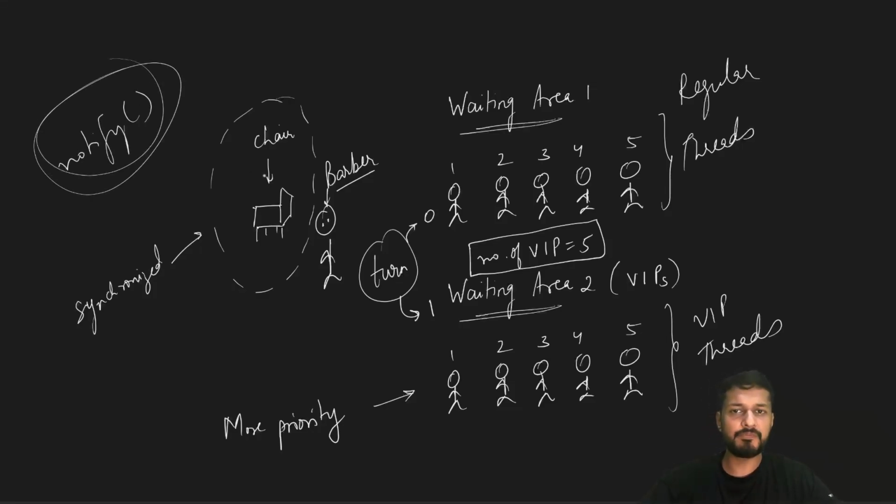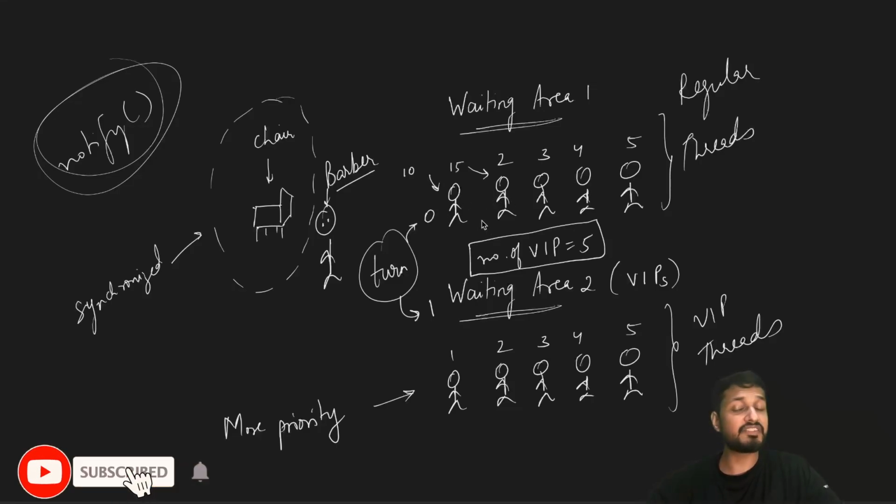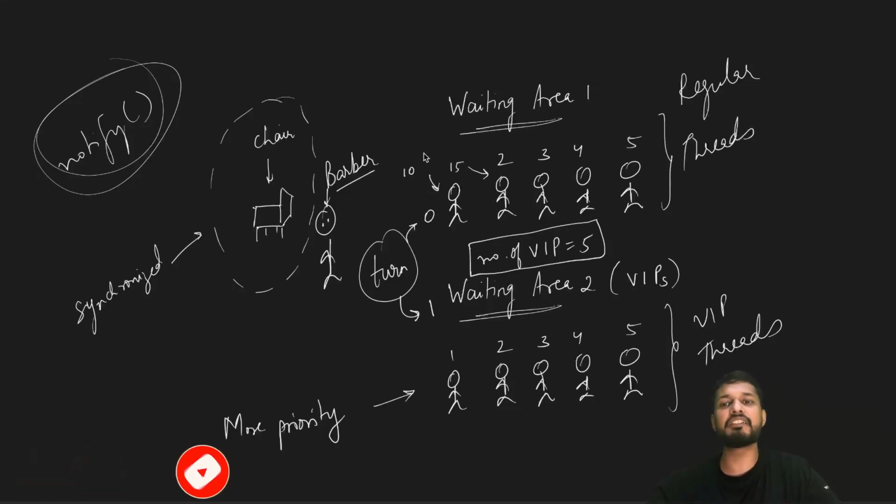What will notify do? Notify wakes up any thread among the waiting threads without maintaining fairness, right? For example, suppose this person is waiting in the queue for 10 minutes and the second person is waiting in the queue for 15 minutes. If you write notify here, randomly any one of these two threads will be woken up, right? It is not guaranteed that the person who is waiting for the longest time will be given the chance to sit on the chair and get their trimming done, correct? So there is no fairness, which might lead to starvation.